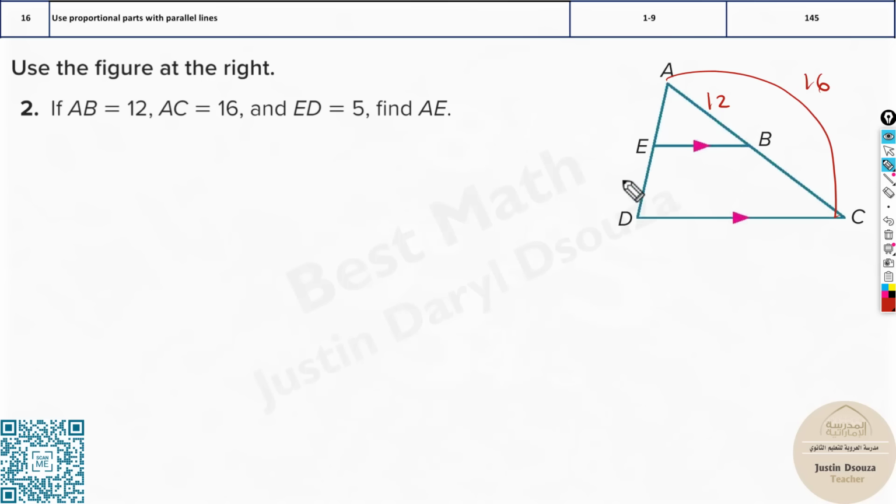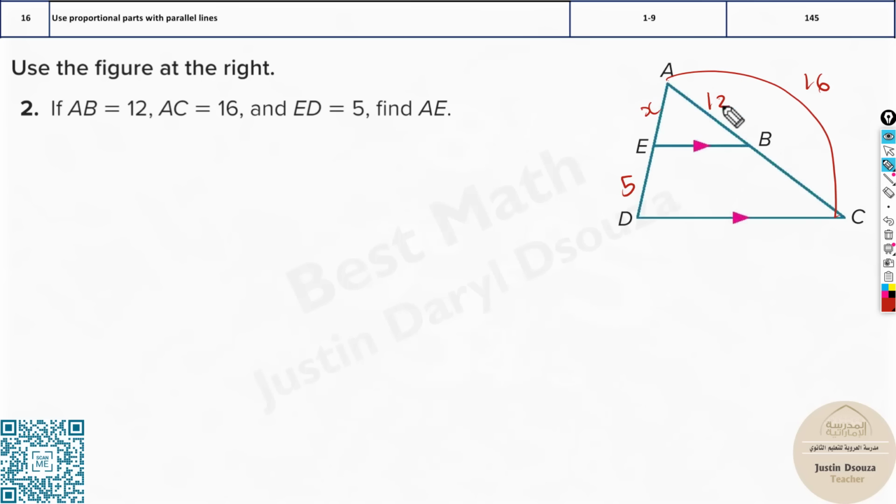What about ED? ED is 5 and we need to find AE. We know this and this, fine. But what about this one? We know only 5. Let's find BC rather than taking the whole one, because over here we have to take x plus 5. Let us simplify our work.